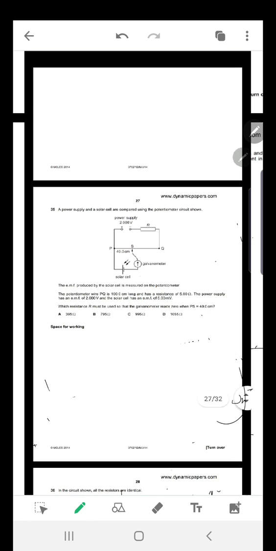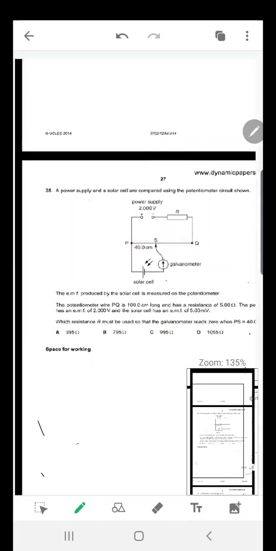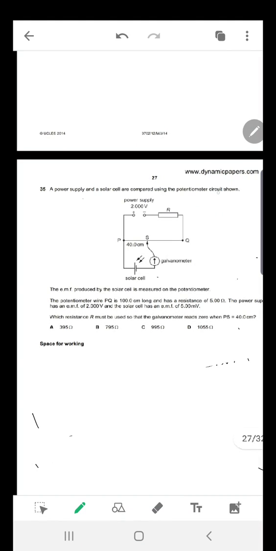Now let's solve this one. A power supply and a solar cell are compared using the potentiometer circuit shown. The EMF produced by the solar cell is measured on the potentiometer here. The potentiometer wire PQ is 100 centimeters in total and has a resistance of 5 ohms. The power supply has an EMF of 2 volts and the solar cell has an EMF of 5 millivolts. Which resistance R must be used so that the galvanometer reads 0 when PS is 40 centimeters?